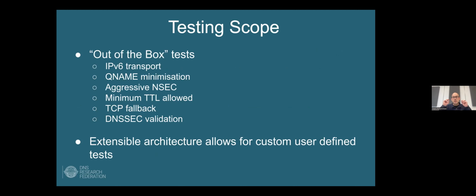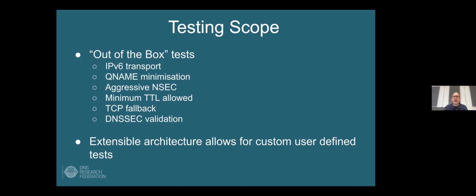So the scope for this project out of the box for the first phase was to produce 6 DNS tests, ones that many will be familiar with. So IPv6 transport, which is the one I'll actually use for demonstration purposes today. There's also QName minimization, which is increasingly popular amongst DNS name servers these days. Aggressive NSEC, minimum TTL allowed. Again, that's just testing time to lives really.